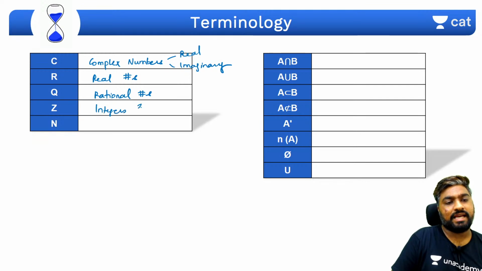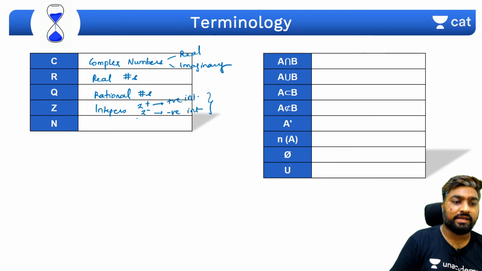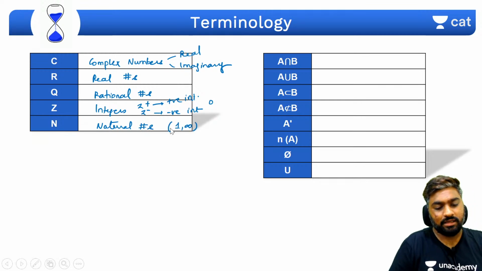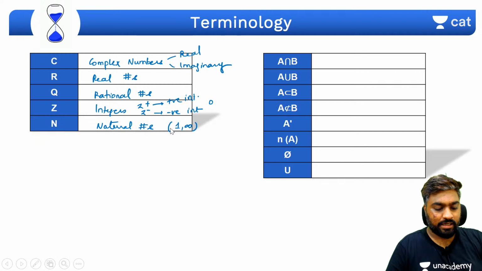If you have Z plus, it means positive integers alone. If it is Z minus, it is negative integers alone. That means 0 will not be a part of Z plus or Z minus, because 0 is neither positive nor negative, so 0 will be part of Z. And N stands for natural numbers, correct? Natural numbers are numbers starting from 1 till positive infinity, all of them integral. Done, guys? Clear?